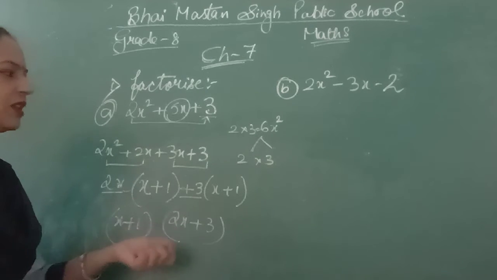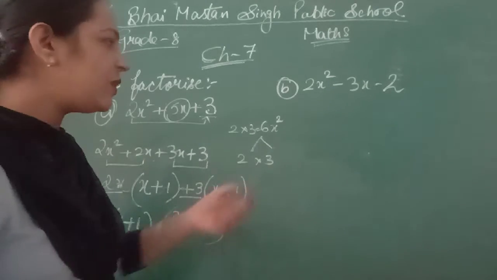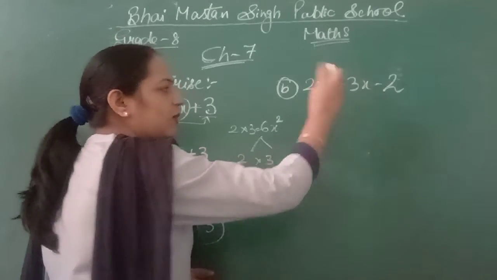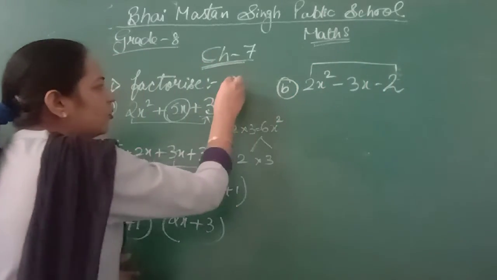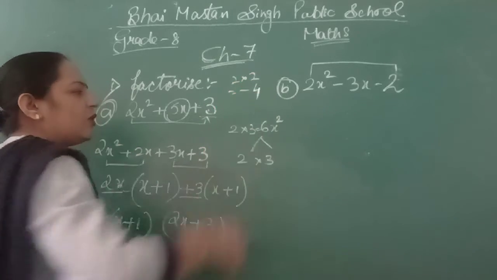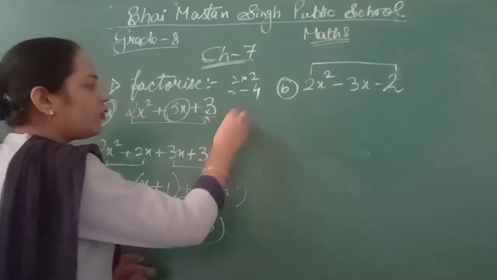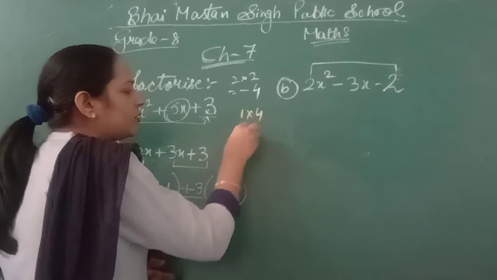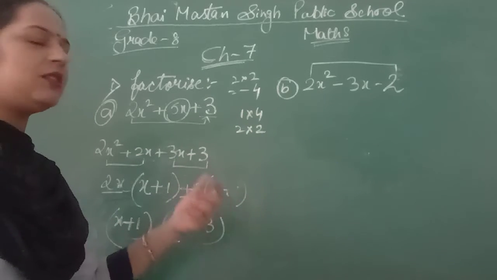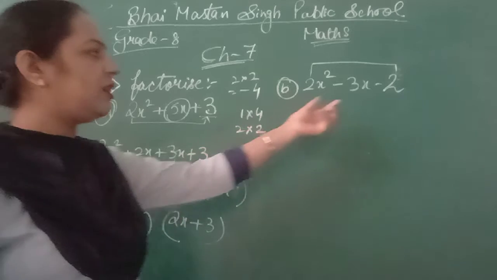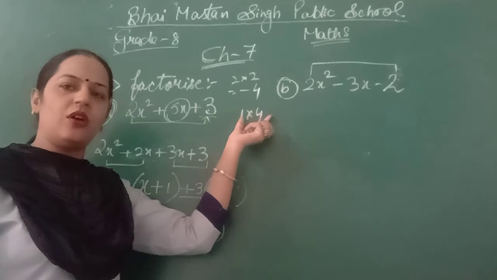This is the next method. If nothing is common, how do we have to factorize the expression? The next statement is 2x square minus 3x minus 2. Same as before, multiply first and third. 2 into 2 is equal to minus 4. Now make factors of 4. What are the factors of 4? 1 into 4, 2 into 2. Now I have to check which ones, by multiplying, adding or subtracting, will give me the answer 3.